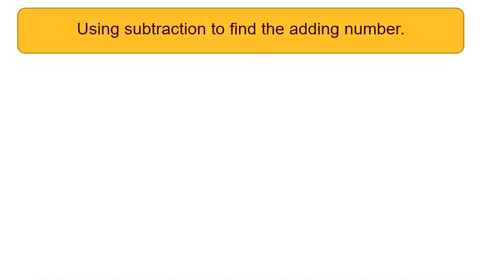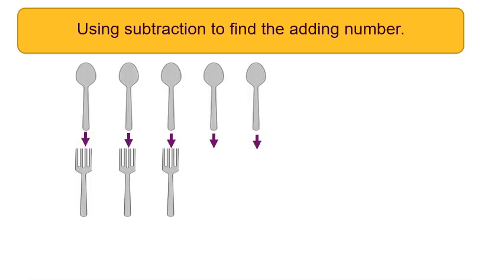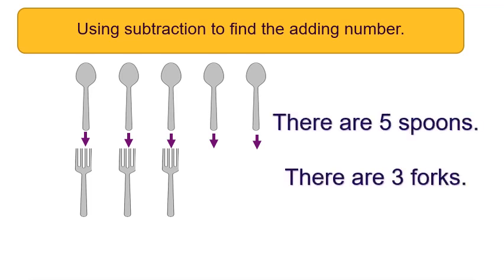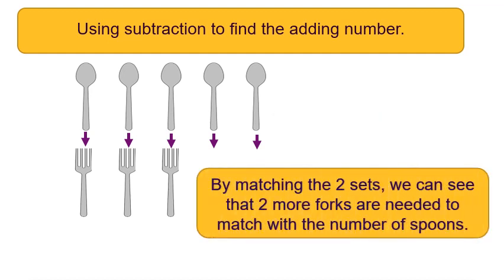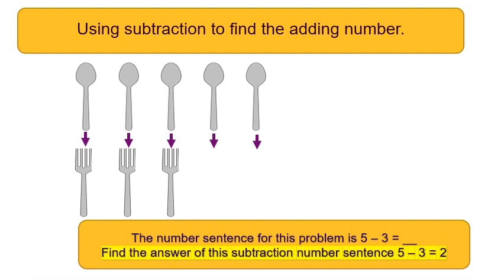Let's have another example. Here we have 5 spoons and 3 forks. By matching the 2 sets, we can see that 2 more forks are needed to match with the number of spoons. The number sentence for this problem is 5 minus 3 equals blank.